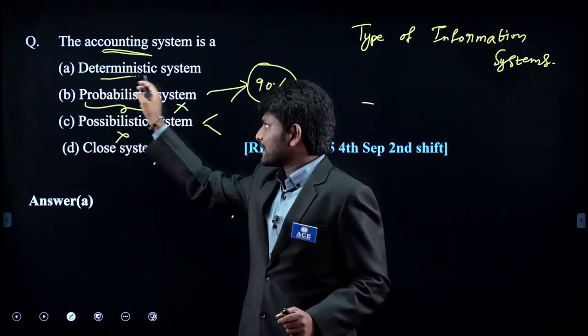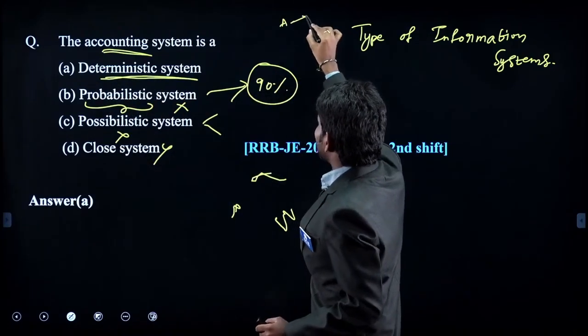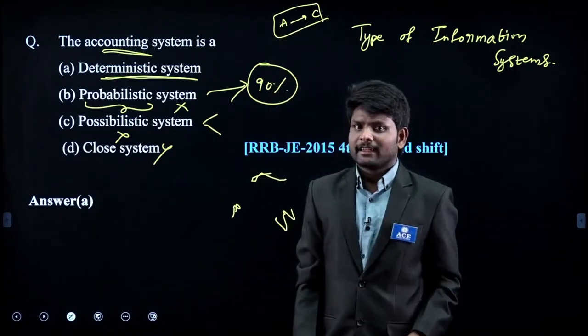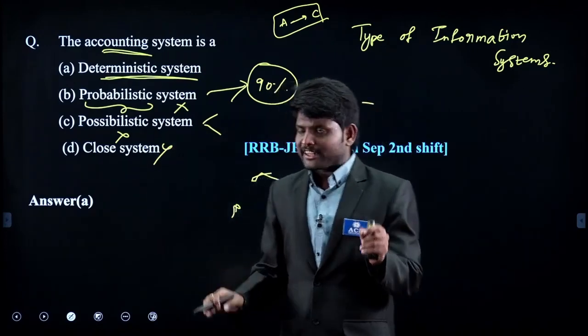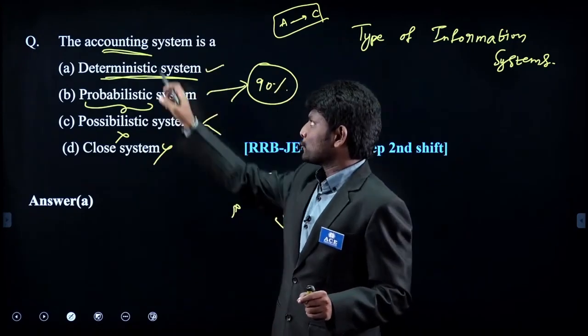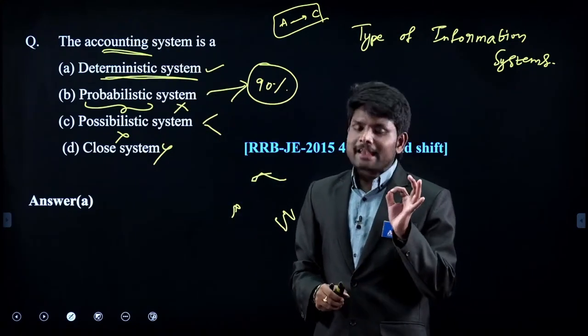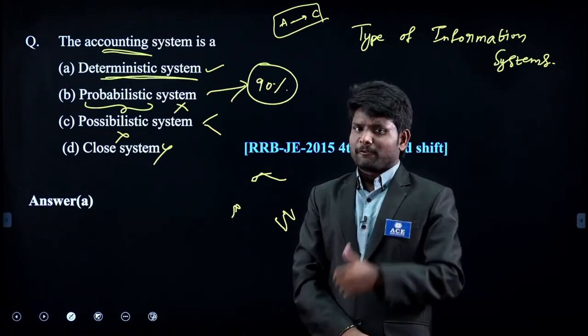And coming to deterministic system, what do you mean by deterministic? There is an action and a corresponding consequence. If you work 20 days, you will get the salary of 20 days. If you work 30 days, you will get the salary of 30 days. So this decision can be taken by a deterministic system. So accounting system can be a deterministic system.